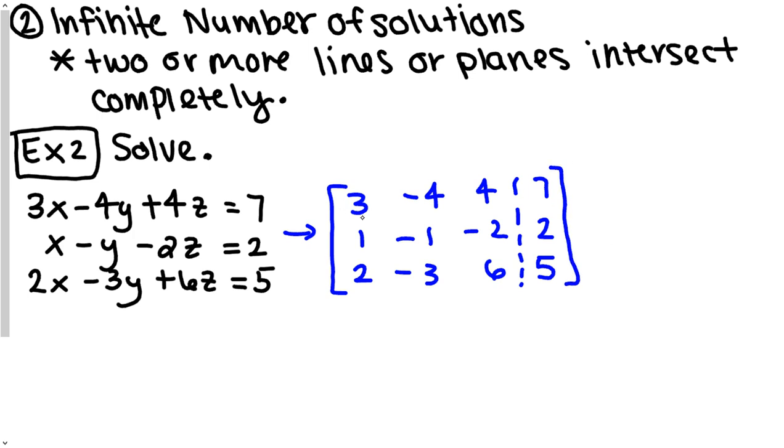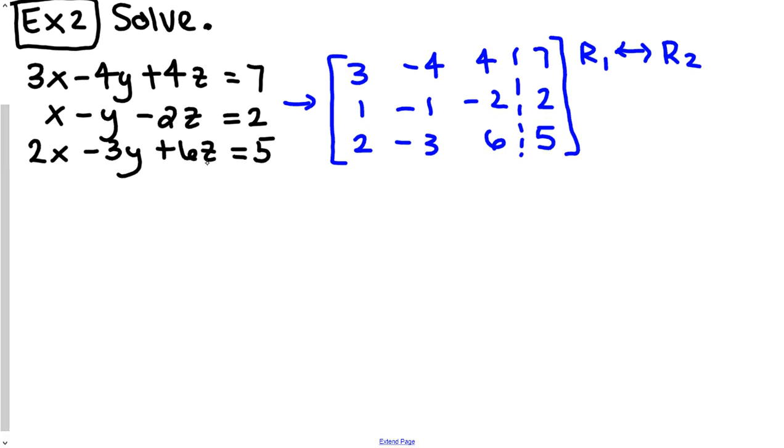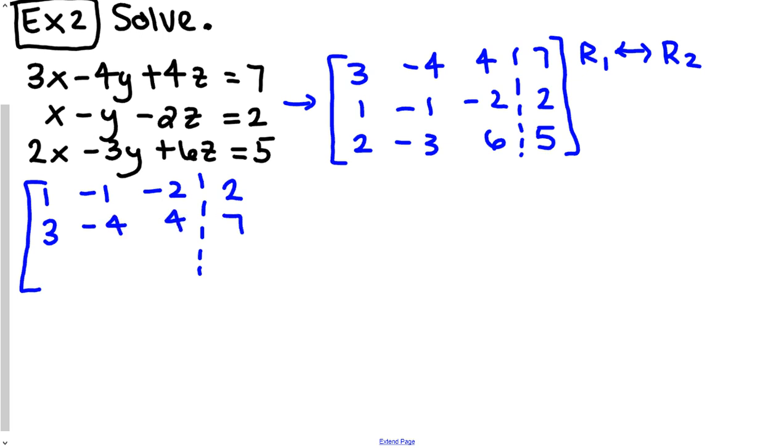Our first objective is to make this top left-hand corner a 1. Well, I already see that I have a 1 right here, so why don't we go ahead and switch row 1 and row 2. When we switch row 1 and row 2, we end up with 1, negative 1, negative 2, 2, and then 3, negative 4, 4, 7, and then 2, negative 3, 6, and 5.